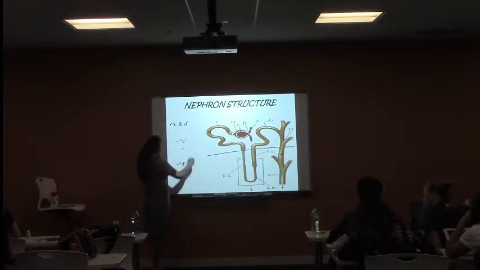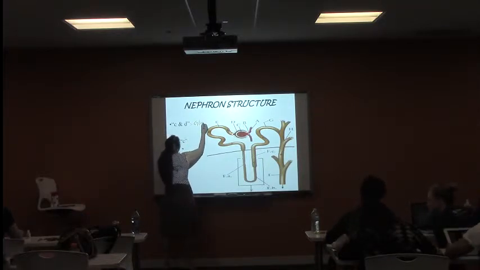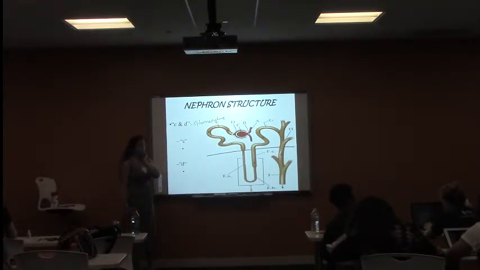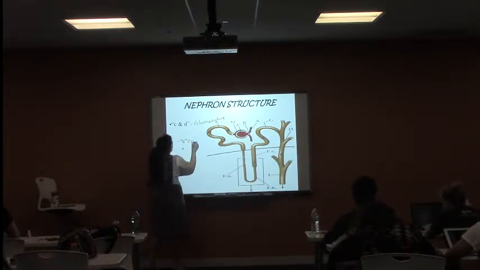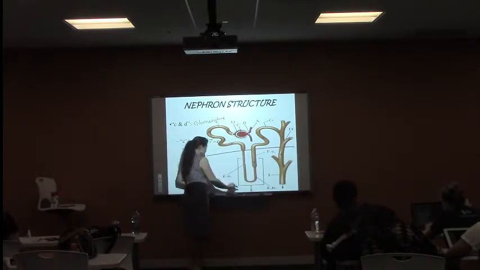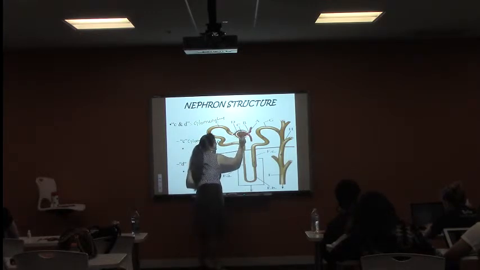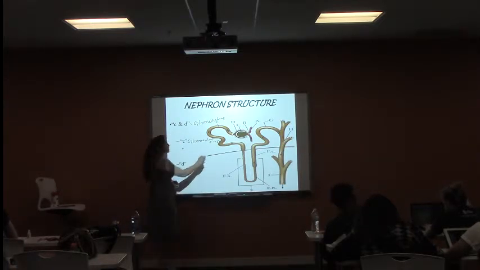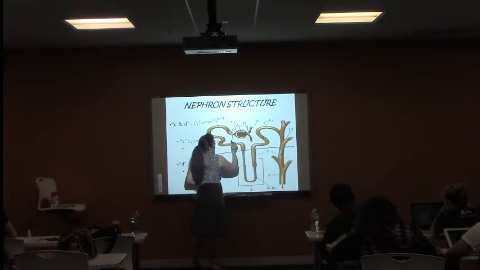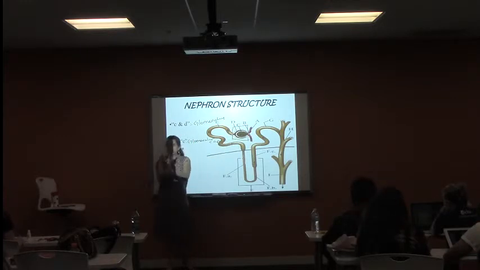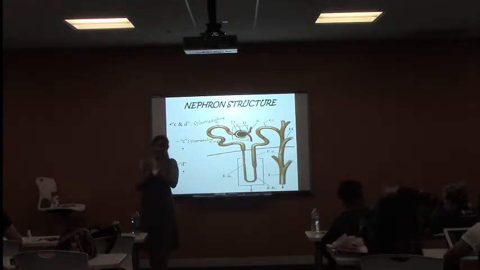Now C and D collectively is called the glomerulus. Now C itself are glomerular capillaries. So these right here are the glomerular capillaries. Okay? So this whole structure right here is a glomerulus. This is a glomerular capillary, so the glomerulus contains glomerular capillaries. Okay?